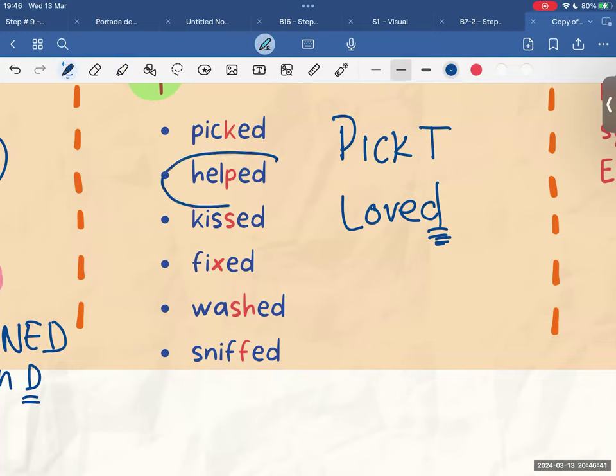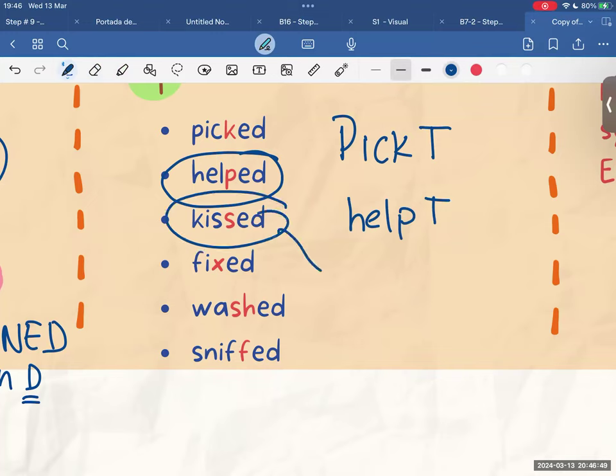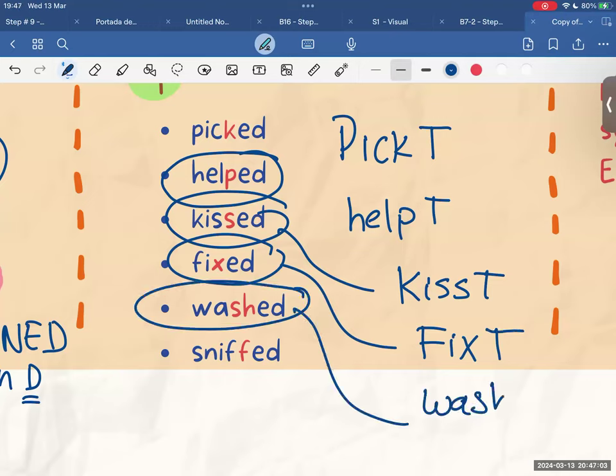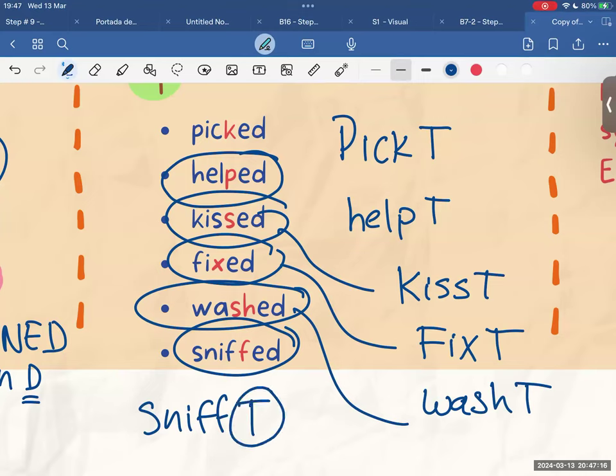And this one? Helped. Helped. Very good, mister. Kissed. Kissed. And this one? Fixed. Fixed. Excellent. Washed. Washed. Nice. Sniffed. So, vibration, termination.